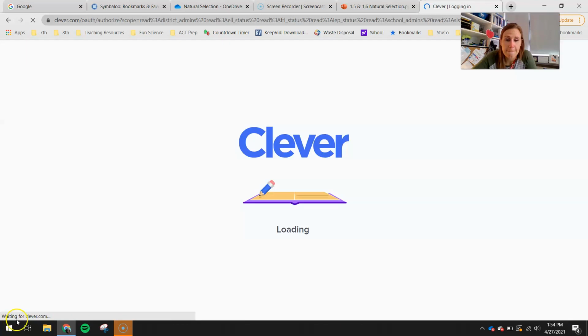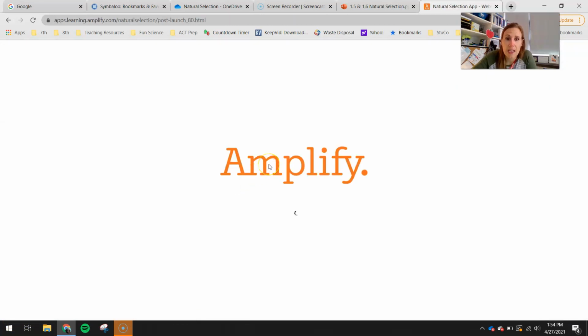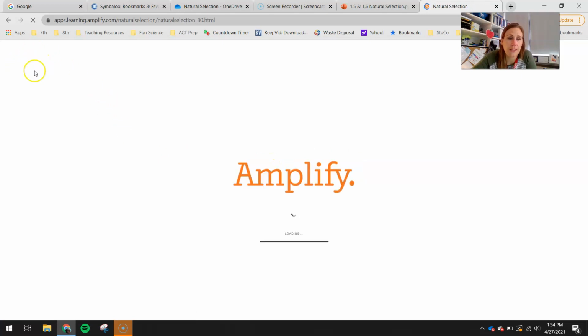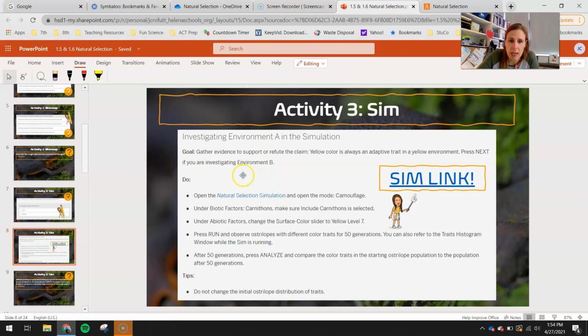Okay, and we're going to look up in the upper left-hand corner. We have those 3 horizontal bars, and those 3 horizontal bars have all the different modes we need. So as I wait again, you guys are going to be looking at the mode camouflage.